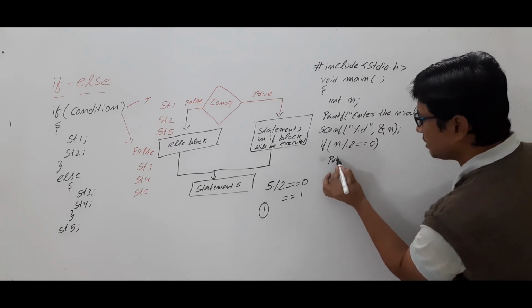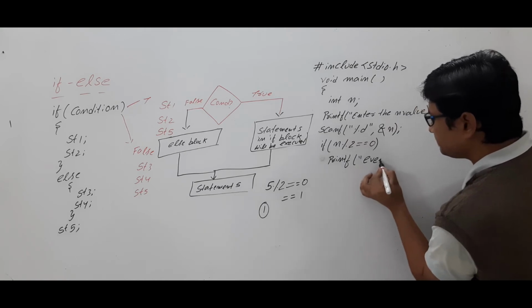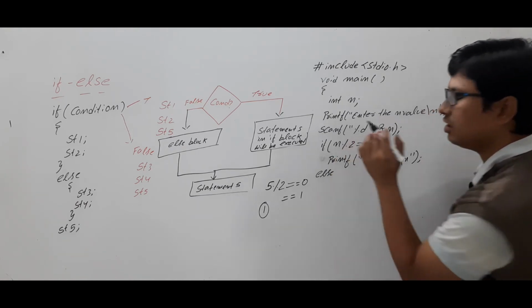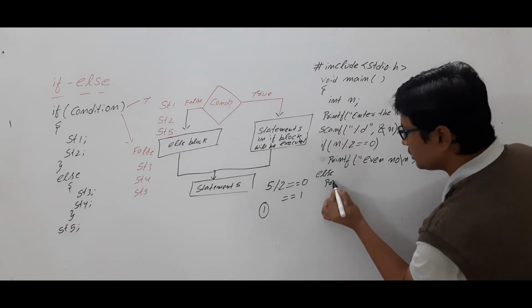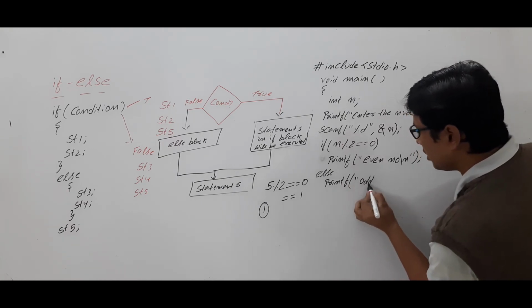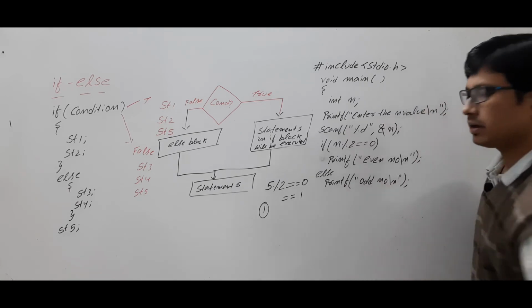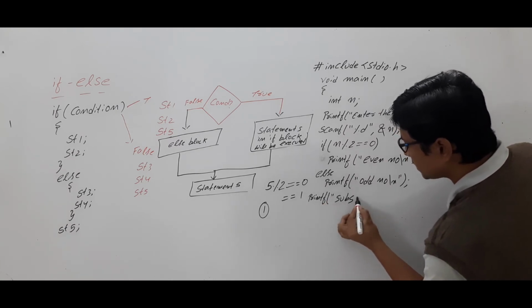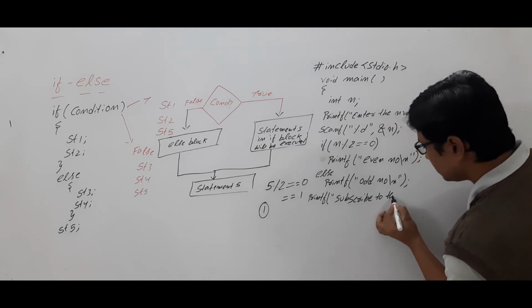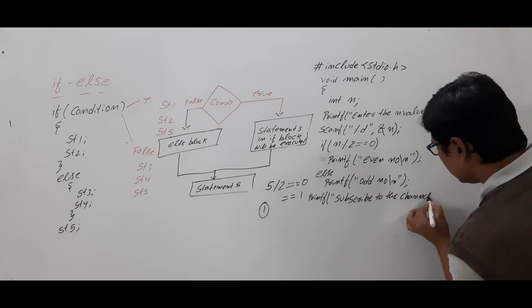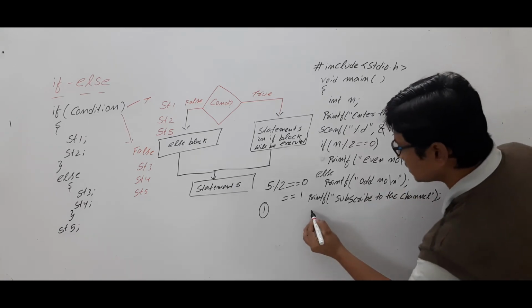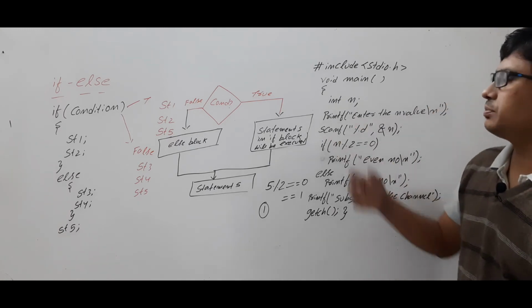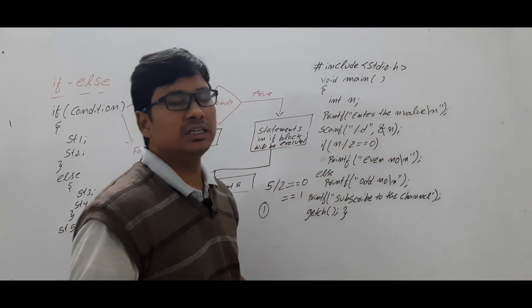So I will simply write printf "even number" \n. Else, if this condition is false, then I am telling what it should do. It should print odd number, printf "odd number". Then I am writing printf "subscribe to the channel". And then I am writing a statement called getch and I am closing it. This is a simple C program to check whether the given number is an even number or an odd number.